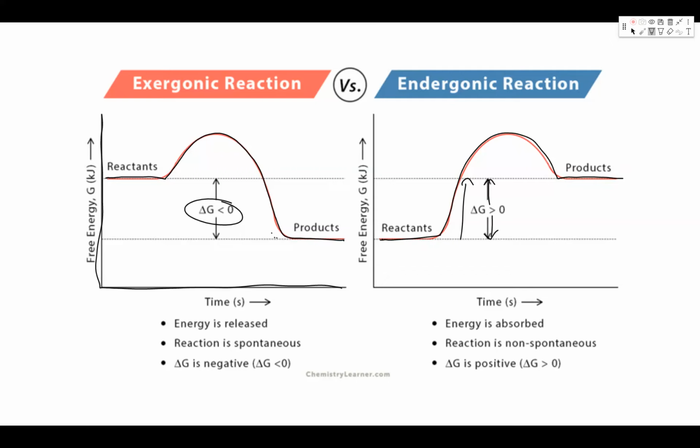And these little things down here, it's stuff you already have, right? Energy is released in an exergonic reaction. It's spontaneous. Our delta G is negative. An endergonic reaction, energy is absorbed. It's non-spontaneous, and our delta G is positive.